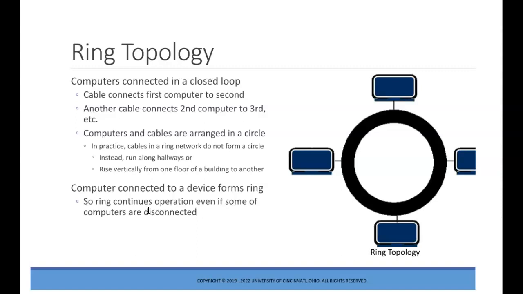Ring topology requires a computer to connect to a small device that forms the ring. This is needed for the ring to continue operation even if some of the computers are disconnected. Ring topology is most commonly used in small networks such as in schools, offices, and small buildings.